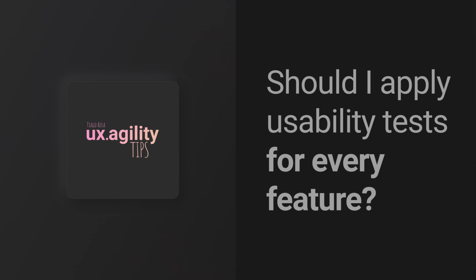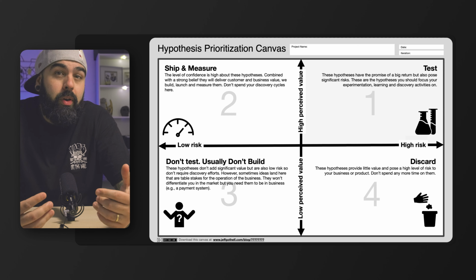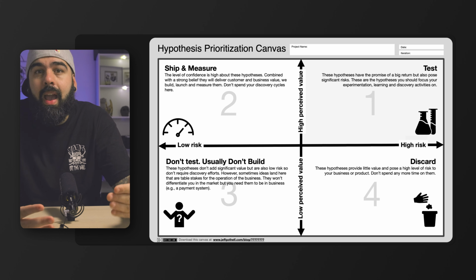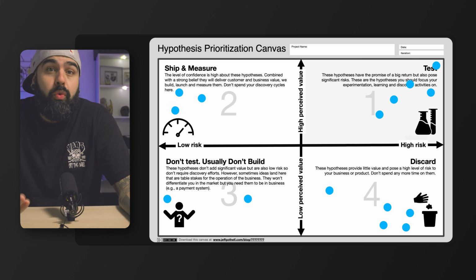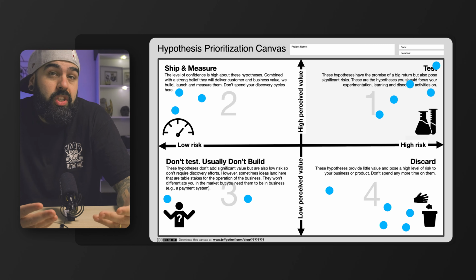Should I apply usability tests for every single feature? Personally, I find it useful to run in-person usability tests when uncertainty is still high. Jeff Gothelf recently released a canvas that helps teams to prioritize what to test next. It will put in evidence which hypotheses have a high perceived value and high perceived risk, and then you get to choose which kind of testing you will apply to each one.